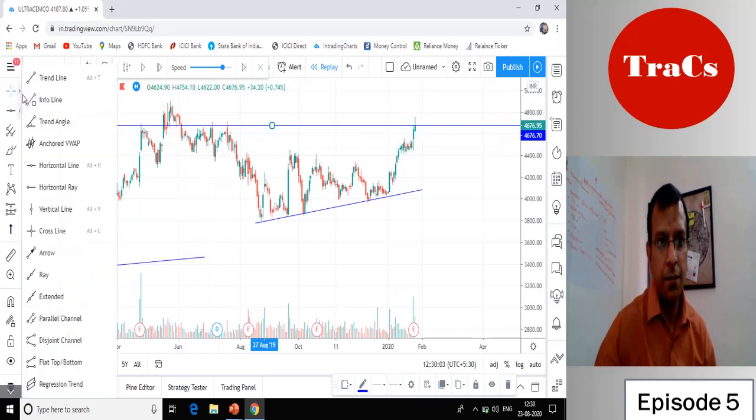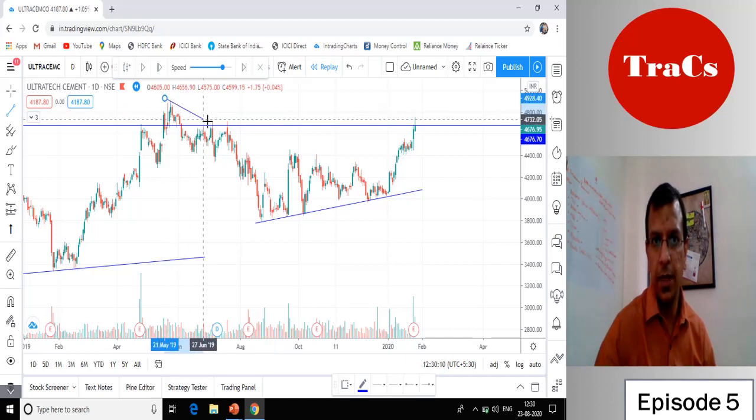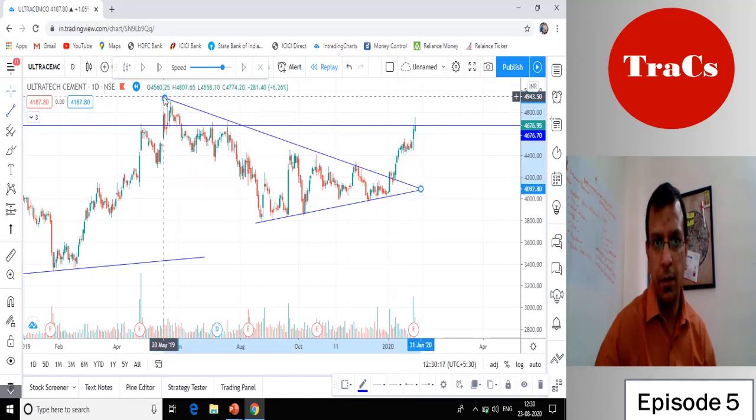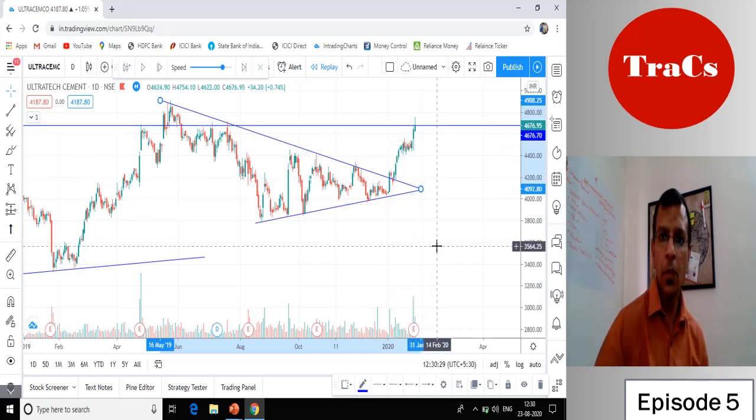Let's see if we can draw a slant one. This is the all-time high for Ultratech Cements. So let's see if we can connect multiple highs and create a resistance. Again, this gives me another resistance. It has been tested 1, 2, 3, 4, and 5 times, which means this was in a downtrend, and then it made a breakout and started moving up.